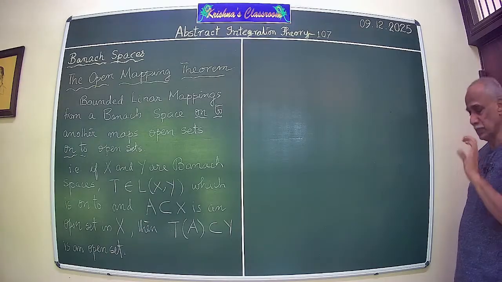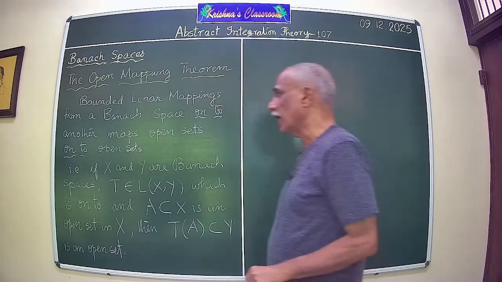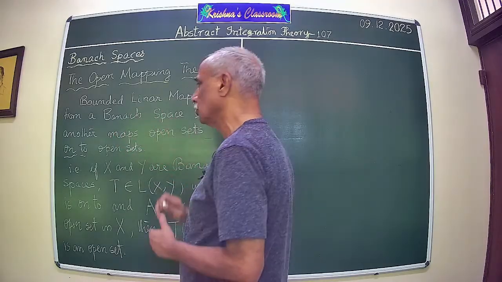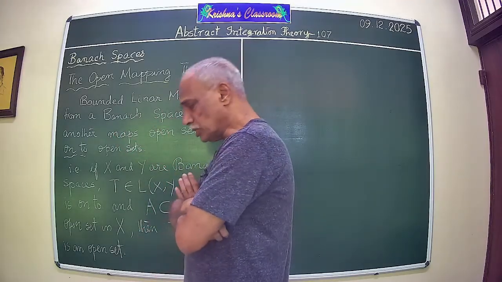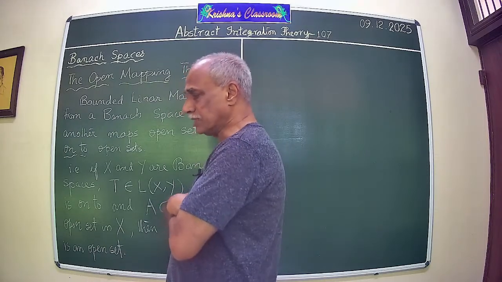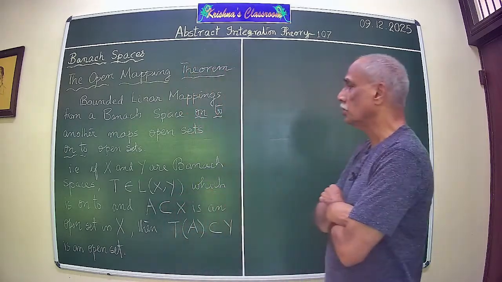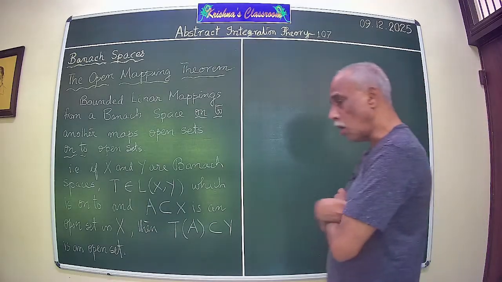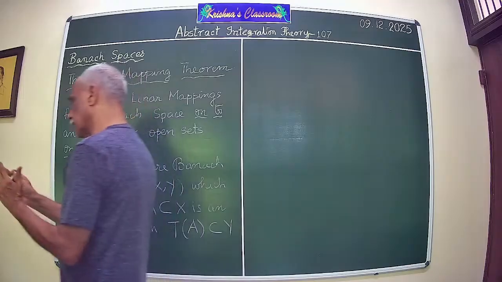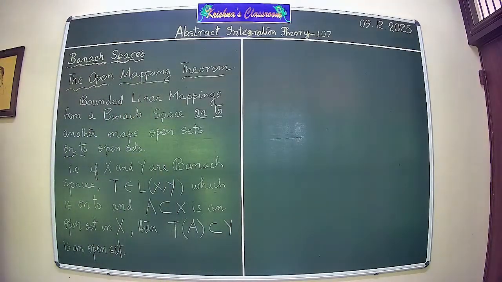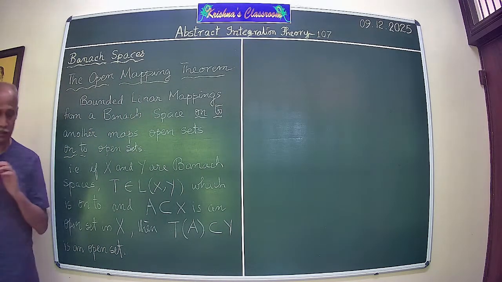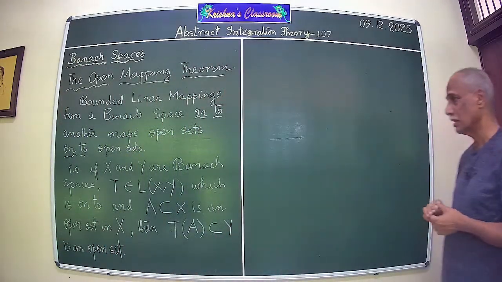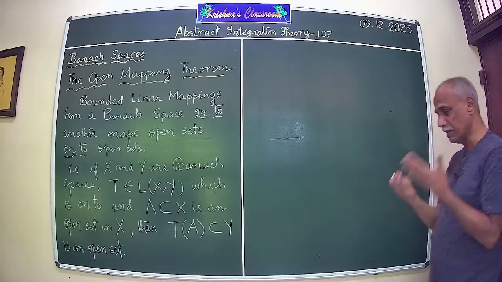It says, suppose there are two Banach spaces and you have a bounded linear map from one Banach space into another. And we also assume that this particular map is onto. Then what we can say is that all open sets from the domain space are mapped onto open sets in the range space. Okay? Right? So that's the statement of the theorem.